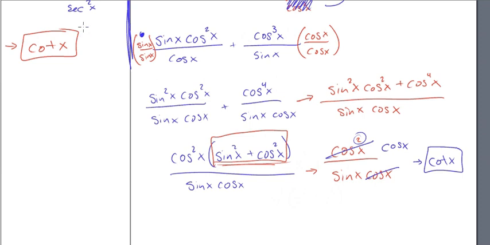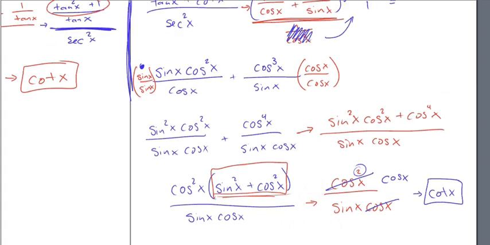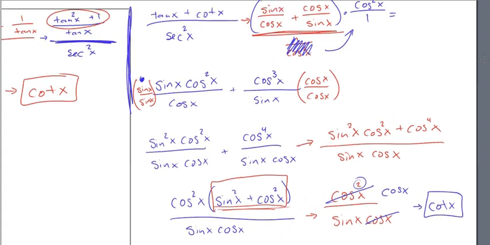So this process was a little bit more lengthy, the second one here. But if you're not really comfortable with having all those different trig identities memorized, realize that you can always change everything to sine and cosine and still work your way through the problem.